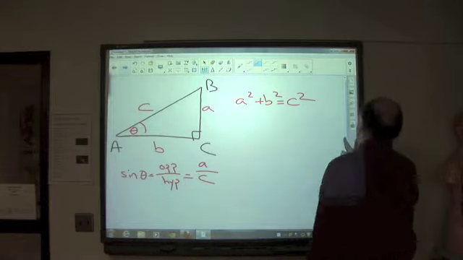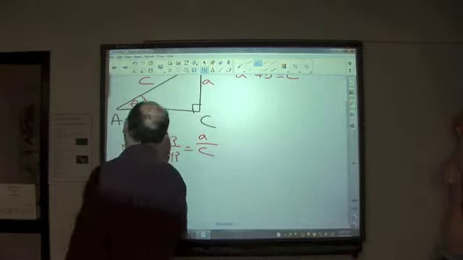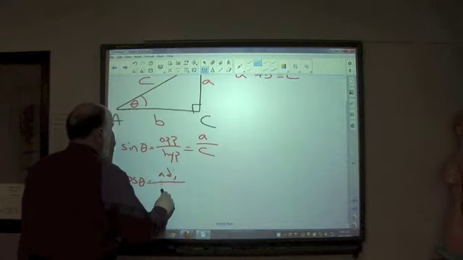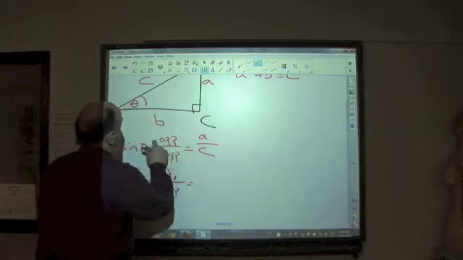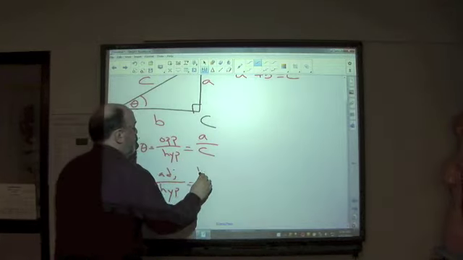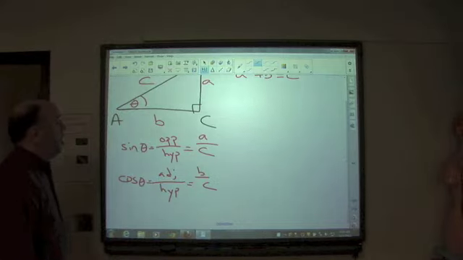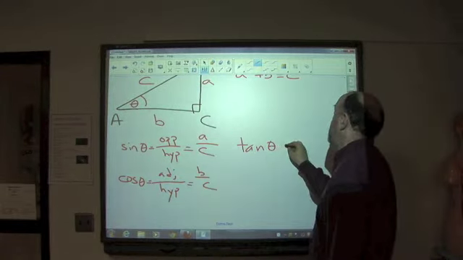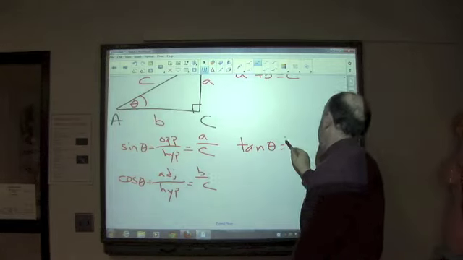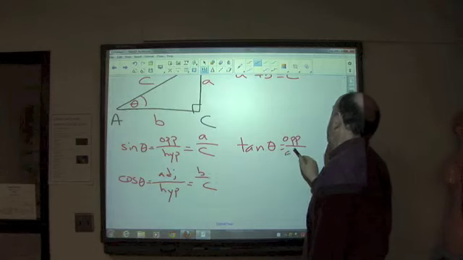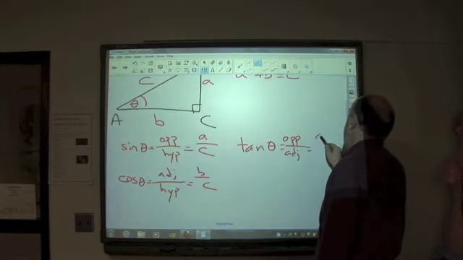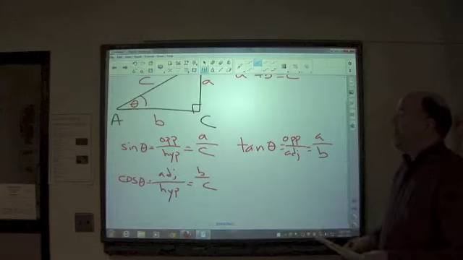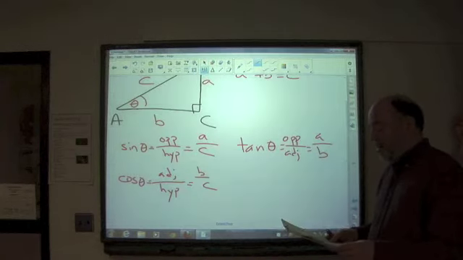The next one is cosine, and cosine is adjacent over hypotenuse, which in this case, since this side is adjacent to my angle, is B over C. The last one is tangent, and tangent is opposite over adjacent, which in this case is A over B. Those are my three trig functions, and we will be using them basically throughout the rest of the quarter.